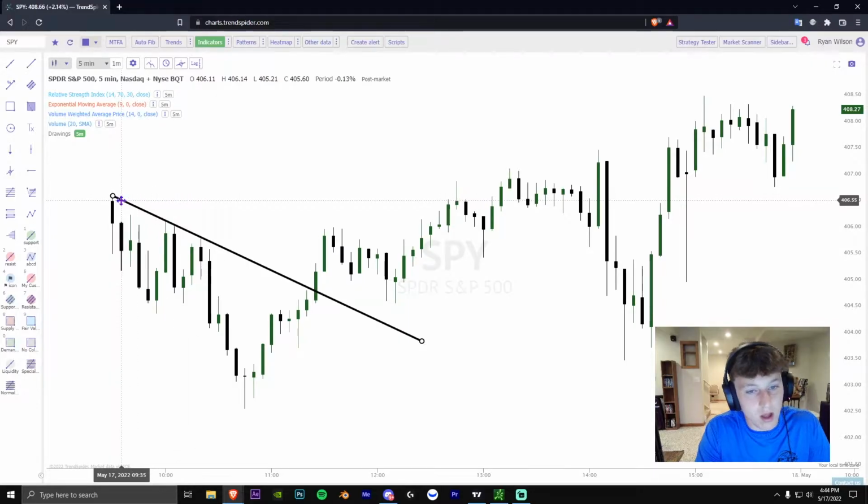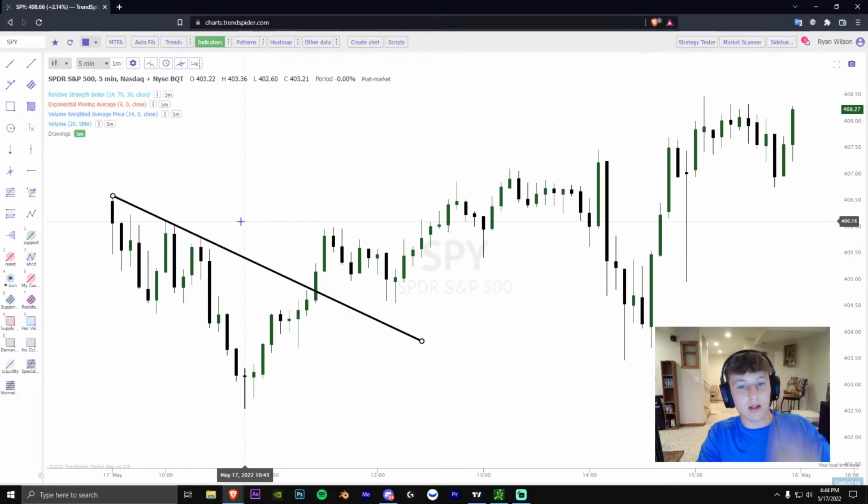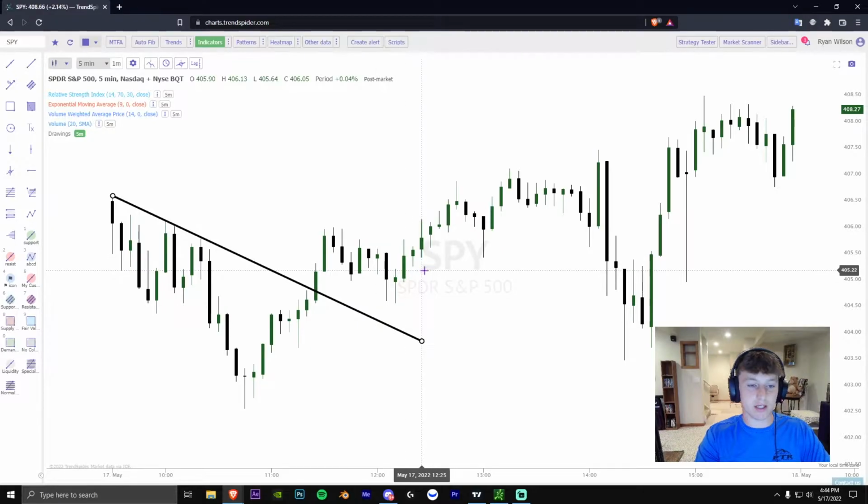So a breakout of a really clean downtrend like this is the only play I'll take, or just clean plays like this, especially during these days. So that is actually the only play I took. I bought calls after this 5-minute close over here.